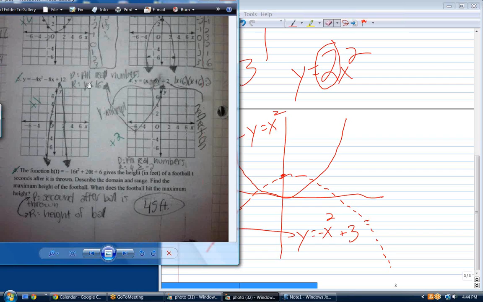Actually, the range is correct. Hold on a second, I'm doing the math in my head. Minus 4, yeah, the range is correct. Less than or equal to 16. So your domain is correct, your range is correct. Why did, oh, you only got 1 point instead of 2. We didn't compare it with the other one.